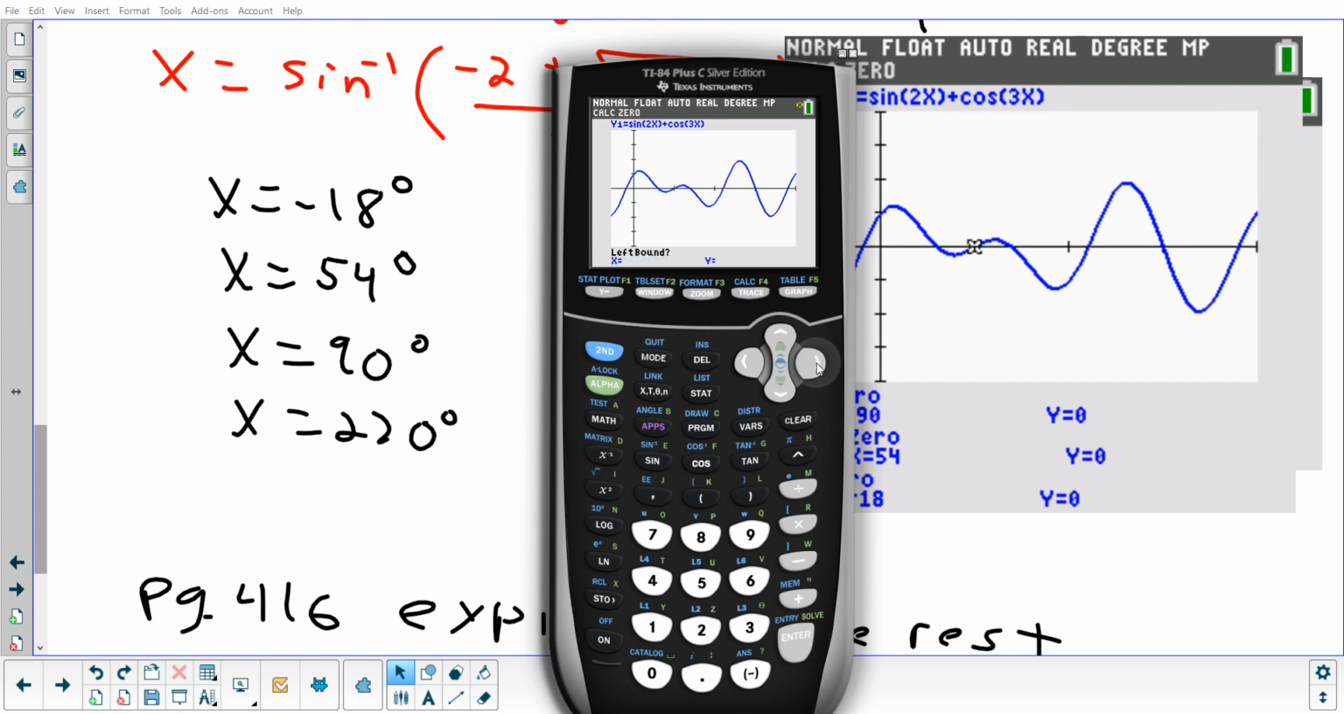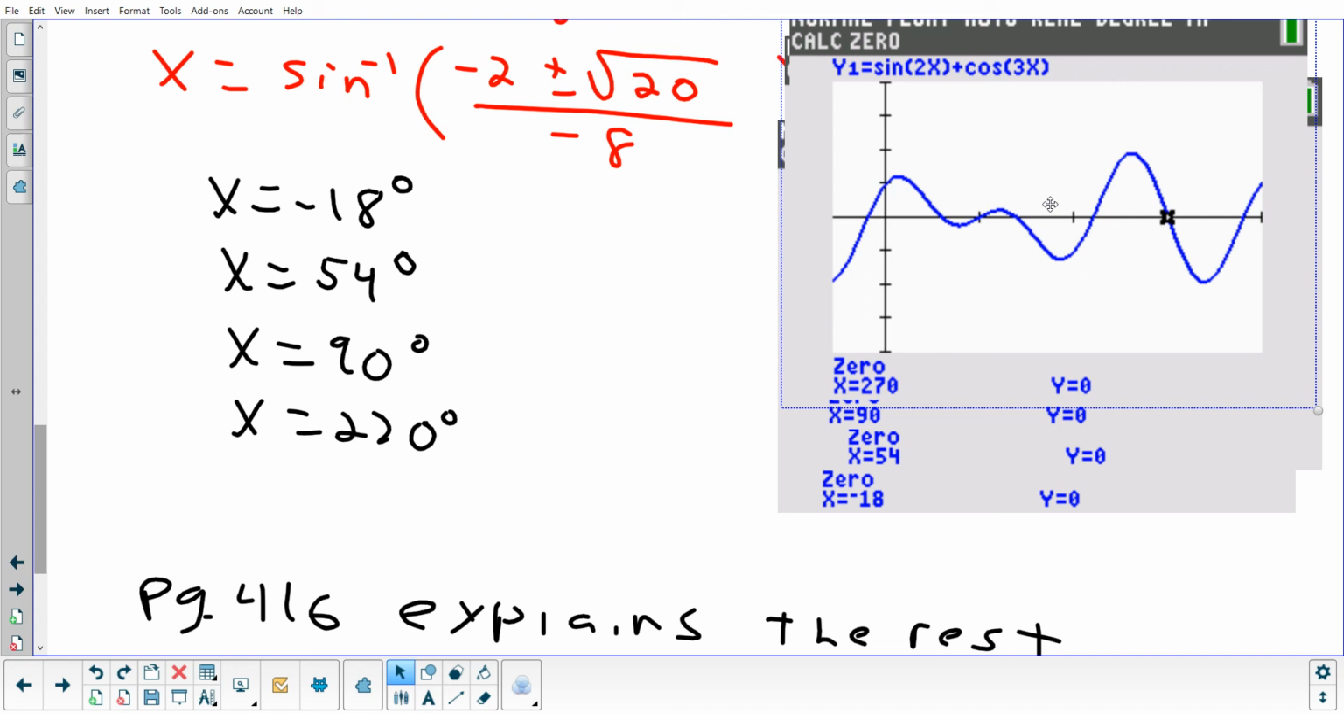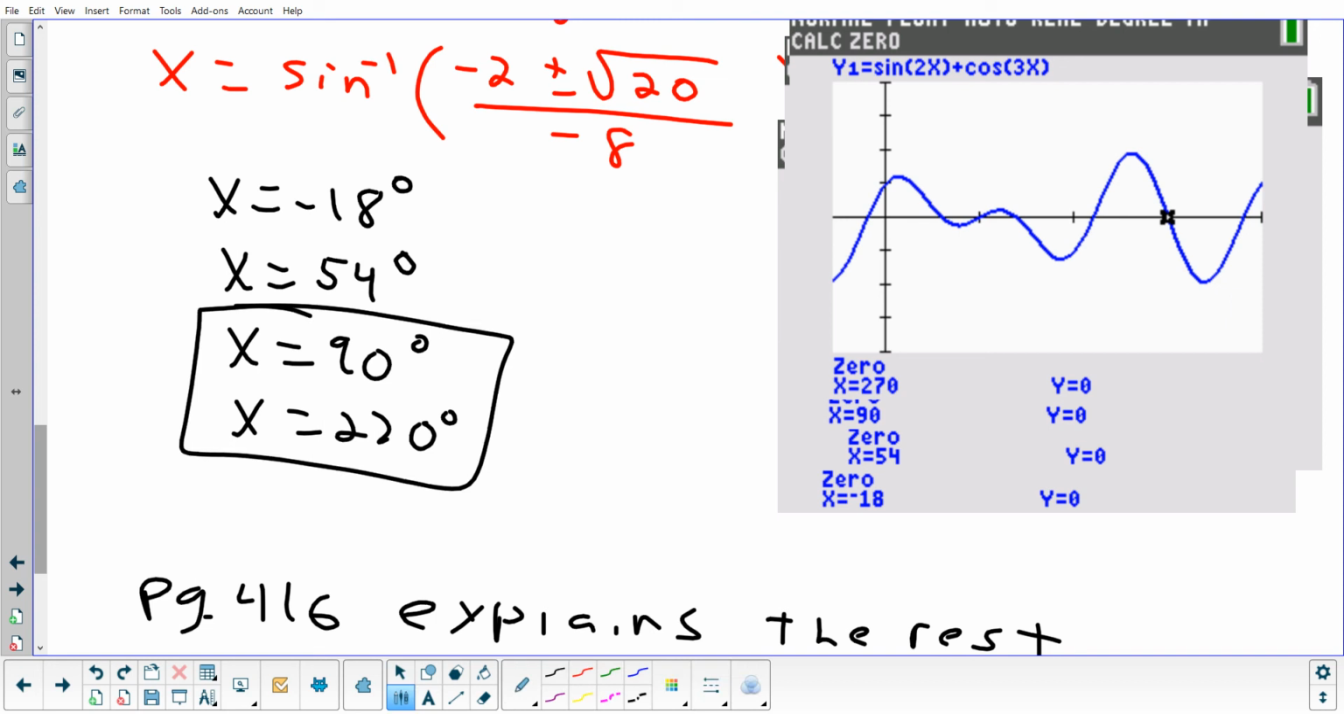We didn't talk about that one. That's fine for now. And there's your 270. So those are all the ones we found: the 270, the 90, the 54, and the negative 18. Now, with these two, that's pretty much all you can get out of them. It's these two that are giving us the other two answers that we didn't get.